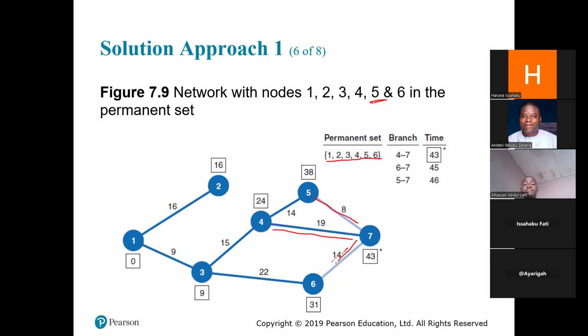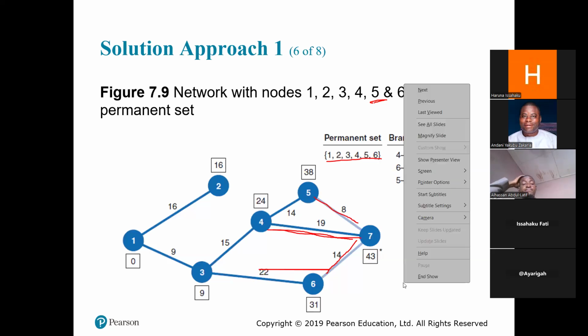6 to 7 will give us what? 9 plus 22 plus 14, which will give us 45. So among them, you see that it is branch 4, 7 that has a list, which is 43. So that branch is also now deepened.